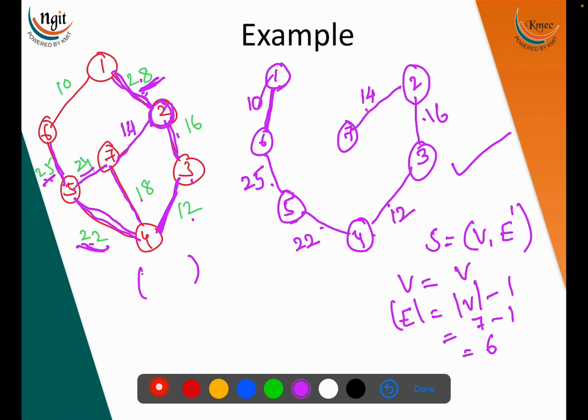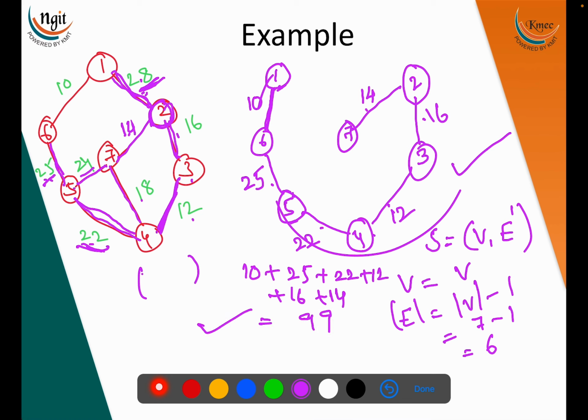What is the cost of this whole thing? The cost is 10 plus 28, 25 plus 22 plus 12 plus 16 plus 14, which becomes 99. So that is the cost of the spanning tree. Now if you see what we are doing, the analysis of this process is: you will be going for each vertex, and for each vertex you are finding out the number of edges. Likewise, you will be going for n vertex, n times. That is theta of n square.